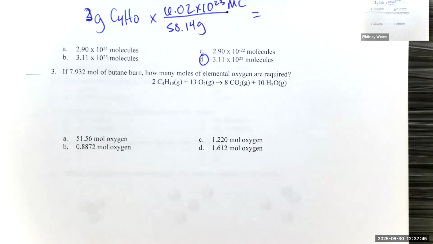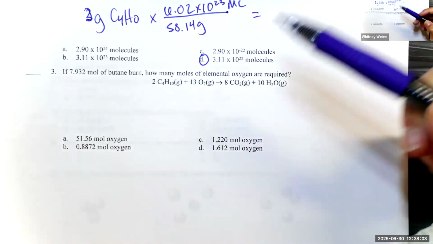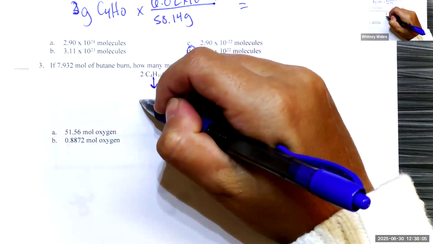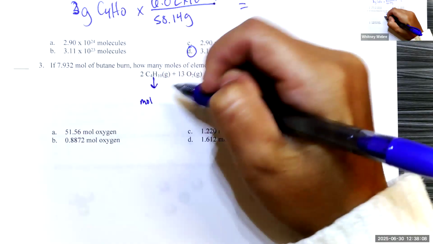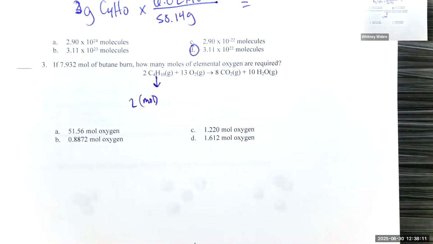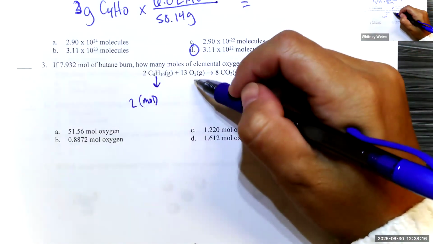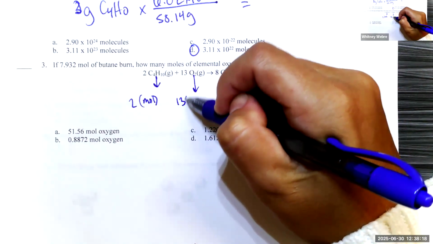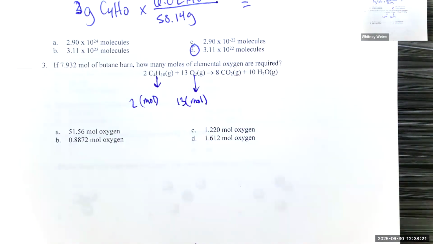If 7.932 moles of butane burn, how many moles of elemental oxygen are required? This is a mole to mole stoichiometry problem. So it says butane, that's moles of butane, and I'm going to bring out that 2 up front. And then it says oxygen, so I'm going to bring out the 13, and that's moles of oxygen.